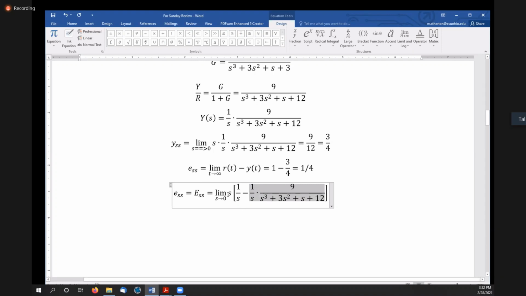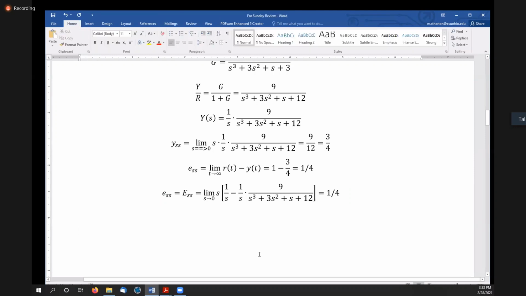So you look at this, you say, okay, s cancels here, s cancels here. So what do you wind up with? You wind up with 1 minus 9/12, which is what we got here, which is 1/4. Equals 1/4. Okay, any other questions?